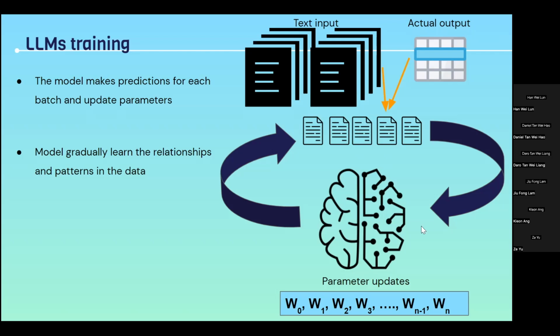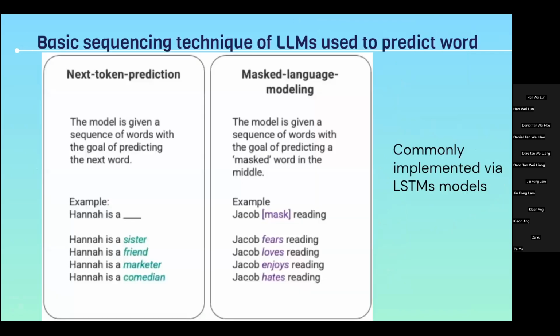The smaller batches, and all this data, will be parsed into this brain. This brain essentially is your model, with a lot of parameters, like W0 all the way to Wn. It will systematically update the model every single time, and the model gradually learns the relationships and the patterns of the data. So it slowly improves, and eventually is able to predict some things correctly. But in essence, LLMs are kind of simple.